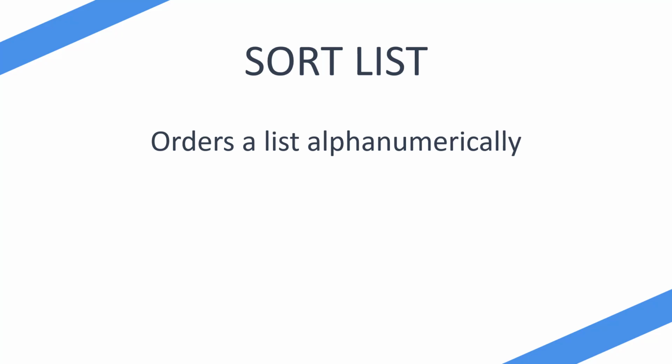Now sort list effectively allows you to order a list alphanumerically. So if you've got a list, let's say 4 numbers, 4, 2, 1, 3, you will end up with a list of 1, 2, 3, 4. Now this also happens with A, B, C, D, etc. Okay, so that's sort, pretty easy, right?